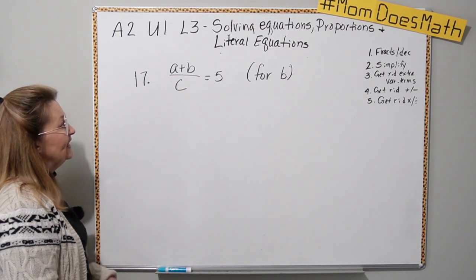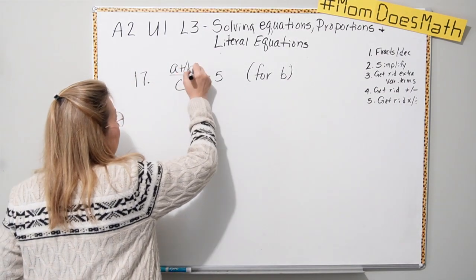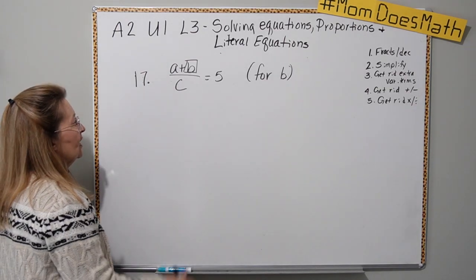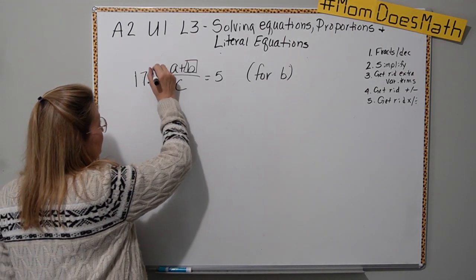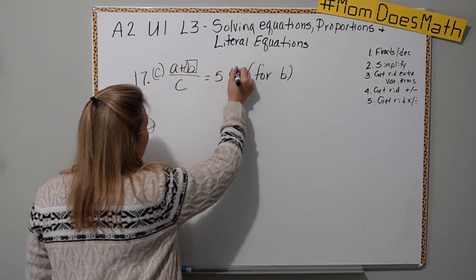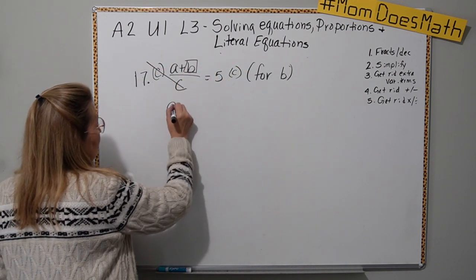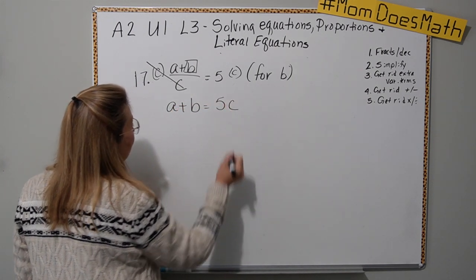Okay, number 17, here's our problem. We want to solve it for B. Well, here is the B. So I got to get rid of everything attached to it. First, it's this C that's been divided over here. So I'm going to get rid of it. Whatever I do to one side, I have to do to the other. So now these cancel, and I have A plus B is equal to 5C.